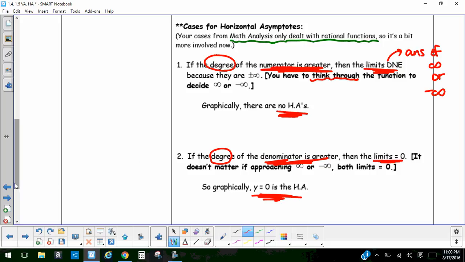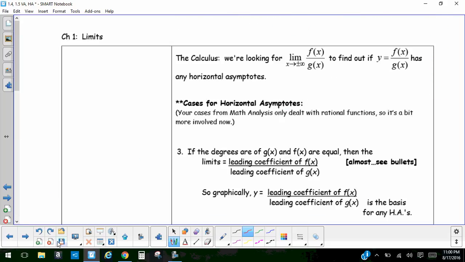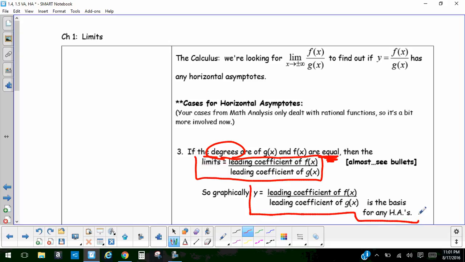Okay? And then, the top part is just a repeat, but I ran out of room. So now degrees again, and in this case, degrees are equal. If the degrees are equal, then we make ratios of the leading coefficients. So for those limits, we're going to look at the leading coefficients, and that's how we find horizontal asymptotes.